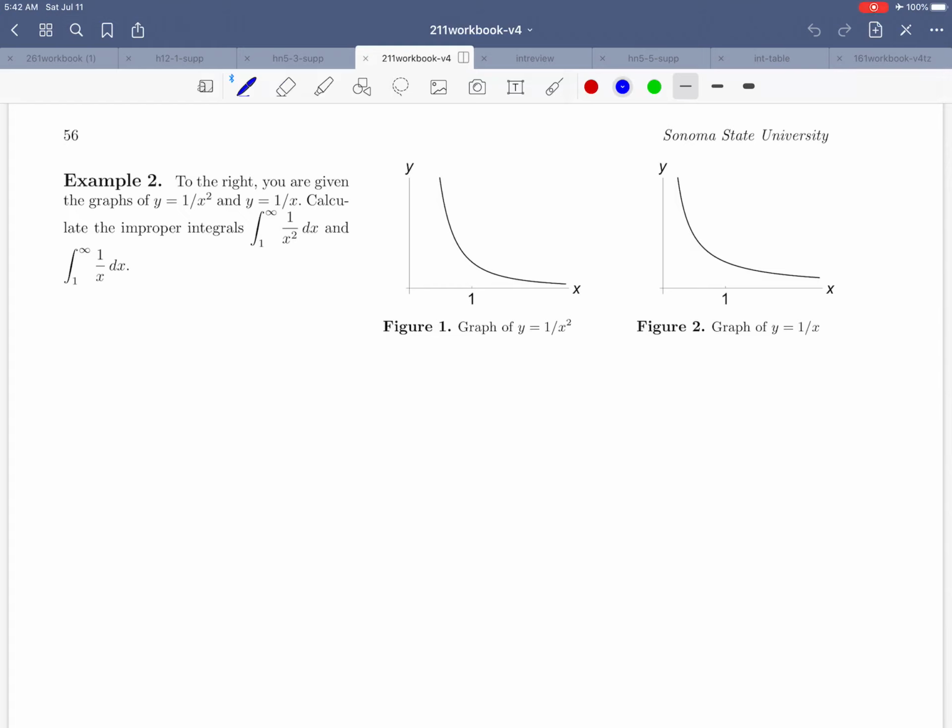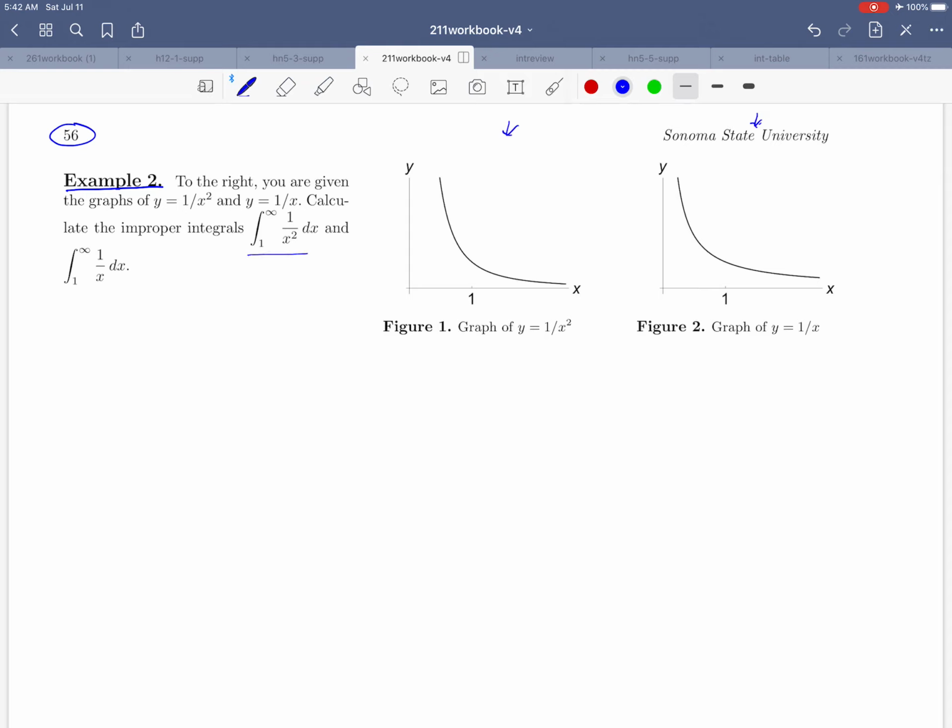Hi everybody, and welcome to example 2 on page 56 of the workbook. This is an example to maybe visually see what it is that we're doing when we calculate an improper integral. In this problem, notice that they're giving us two functions, 1 over x squared and 1 over x. Those are these two pictures that we're looking at. And they're asking us to do two improper integrals.